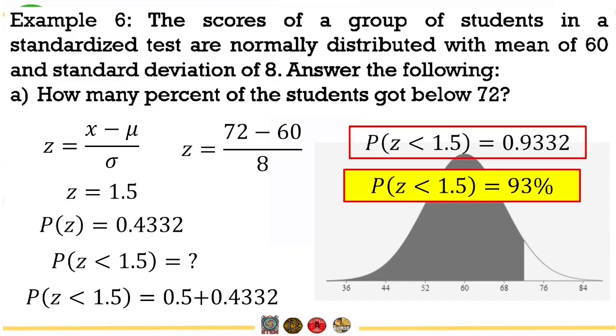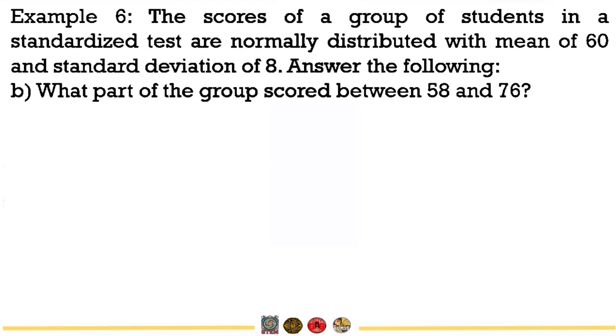Okay, so let's proceed. Letter B. The same situation, but different question. Letter B, what part of the group scored between 58 and 76? So we already have an example earlier about getting the area under the normal curve, or the area of the z-score that is between. Okay, so first, of course, we will solve for the z-score of 58 and the z-score of 76. If you will notice, 58 is below the mean and 76 is above the mean.